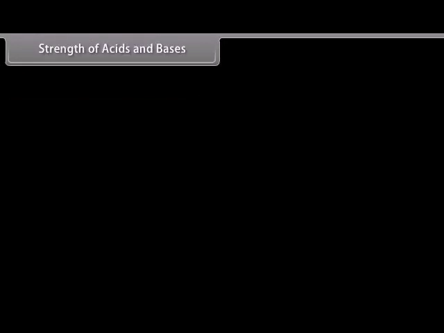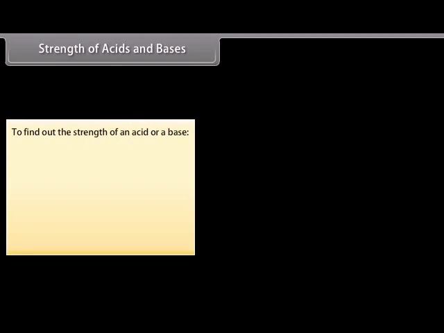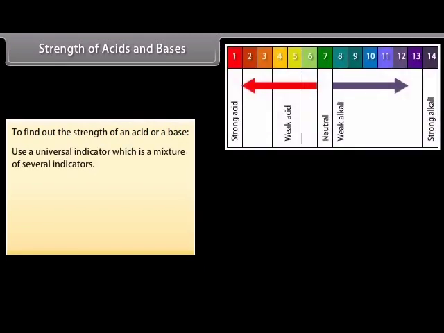Strength of acids and bases. To find out the strength of an acid or a base, we use a universal indicator, which is a mixture of several indicators.